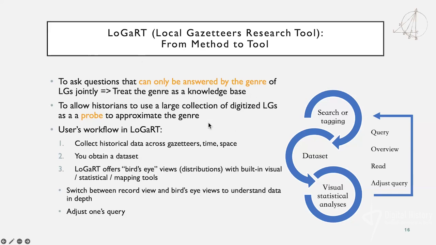So in our specific case, we allow historians to use LoGaRT to probe the genre, and as a user, you can collect historical data through these digitized gazetteers across time and space. You collect historical data sets by searching or tagging. Tagging I will mention later, and then you get a data set.